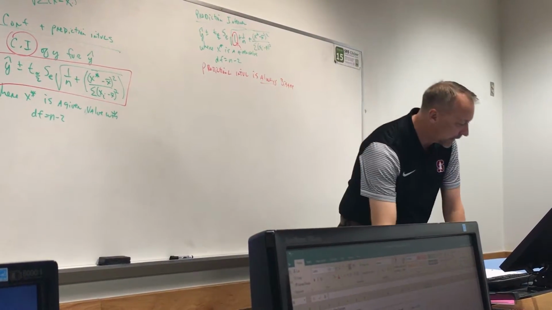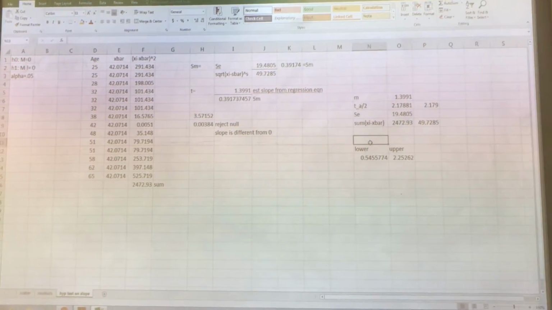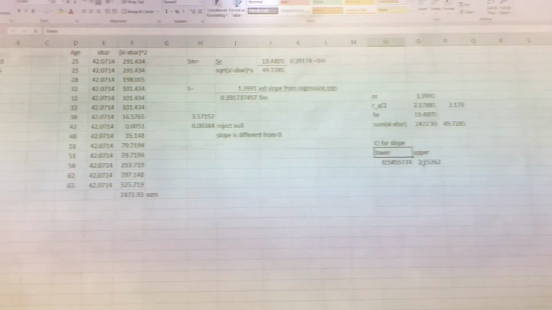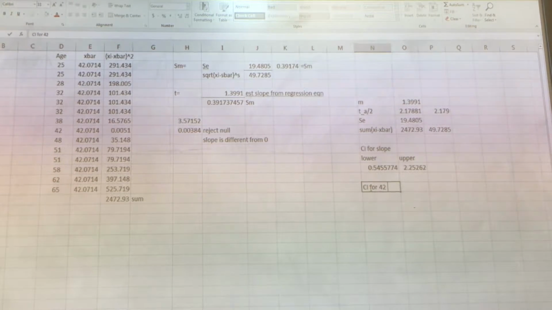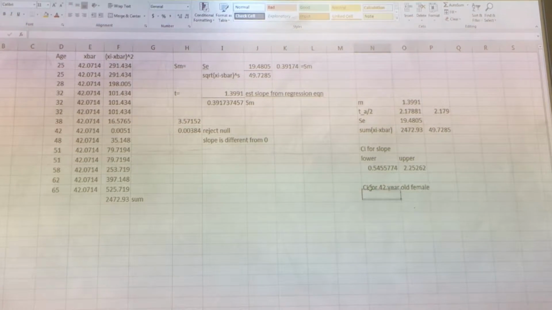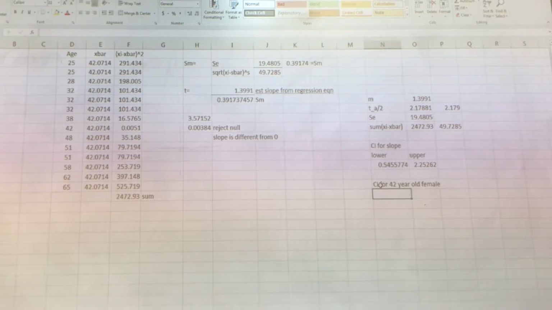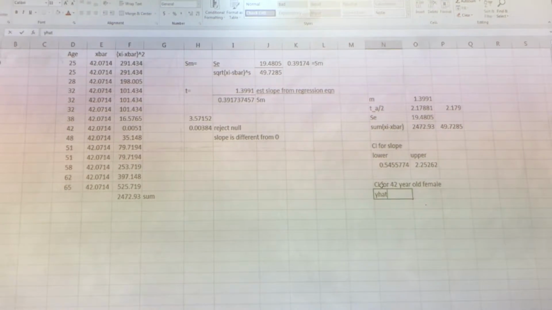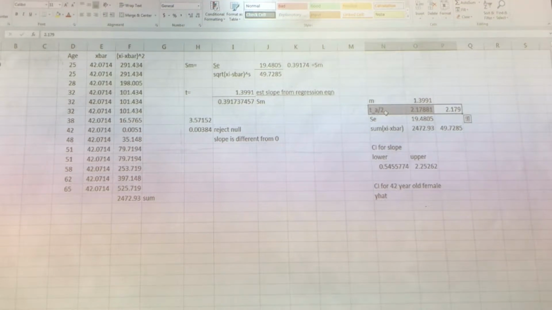So let's go ahead and do this. I'm going to go back over here to the hypothesis test on the slope. This was the confidence interval for the slope. And what we want to do is a confidence interval for a 42-year-old female. In order to do that, we've got to figure out a bunch of this stuff here. The first thing we have to do is figure out our y hat. Then we need to figure out our t sub alpha over 2. Oh, actually, we did already. I'm just going to copy that and paste it.